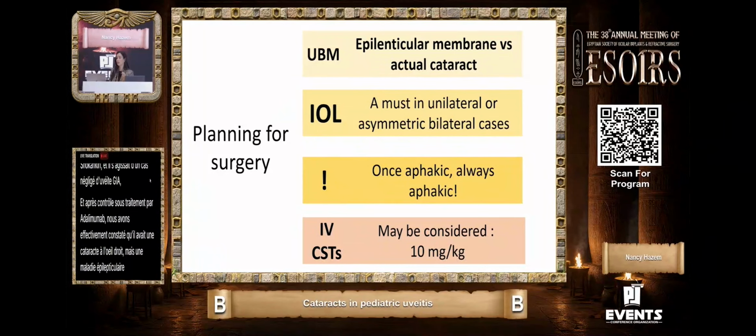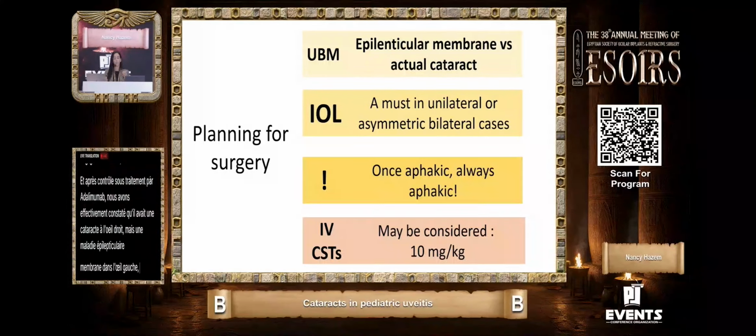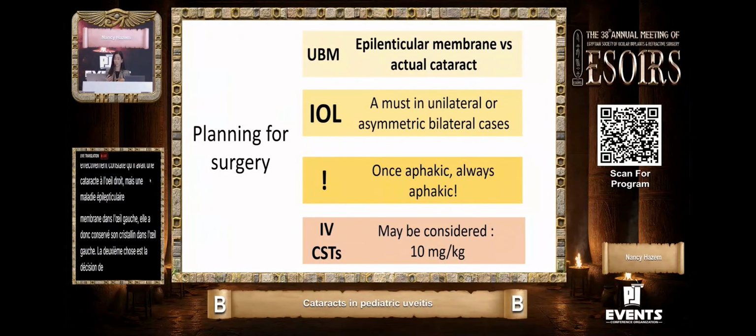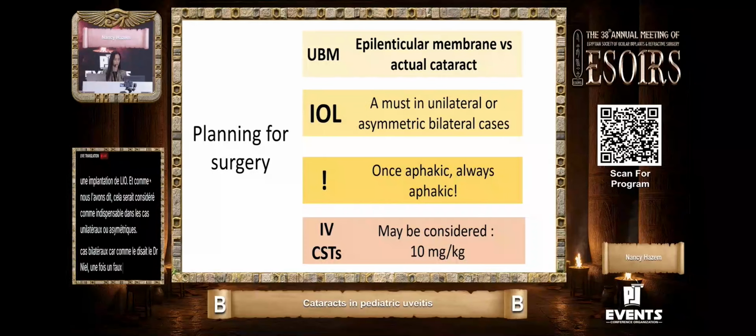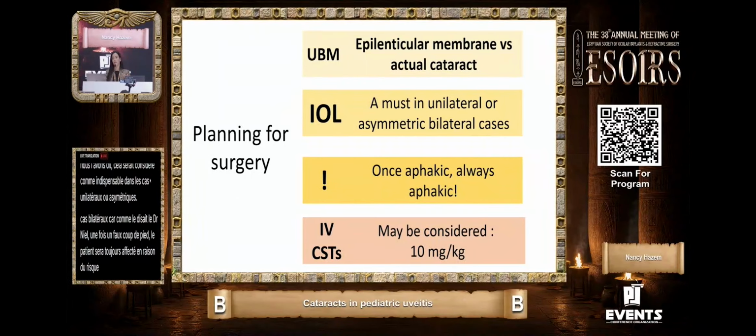The second thing is the decision of an IOL implantation, and as we said, it would be considered a must in unilateral cases or in asymmetric bilateral cases, because as Dr. Nihal said, once aphakic, the patient will always be aphakic because of the risk of fibrosis of the capsule. Going on, if we have fibrosis that develops in the capsule, we'd be limited with the option of a sulcus IOL, which, as Dr. Amgad al-Norashi said, is not an option in cases of uveitis patients. We might also consider intravenous corticosteroid pulse at a rate of 10 milligram per kg in these patients.